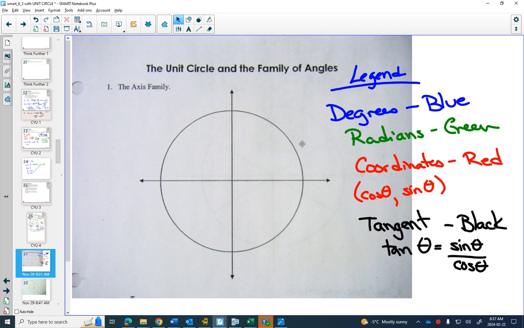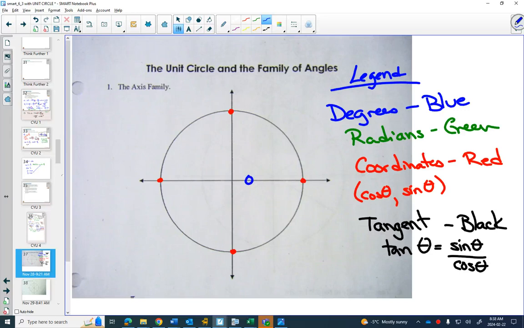So what we're doing here is we're starting off with the axes family. On the unit circle, the axes family means the points on the unit circle where the axis hits the unit circle. And for each of these points, we're going to label the angle in degrees, the angle in radians, what the actual coordinates are, and what tangent of each of those angles is. So on the axes family, I'll start with degrees, and we're also going to try to position where we put each of our labels in the same place every time.